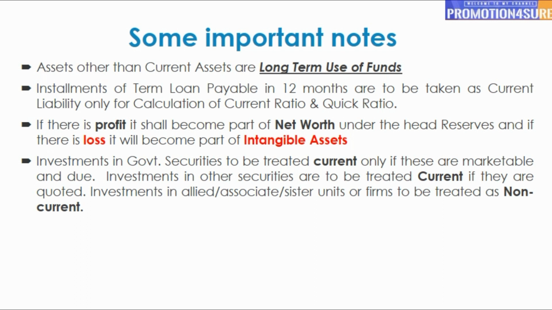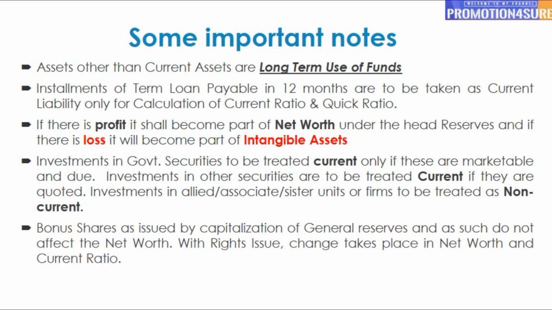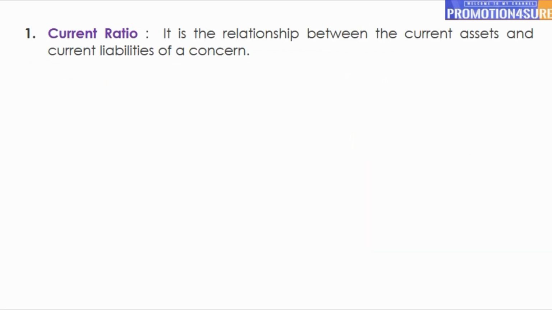Investments in government securities are to be treated as current only if these are marketable and due. Investment in other securities is to be treated as current if they are quoted. Investment in allied or associate sister units or firms is to be treated as non-current. Bonus shares are issued by capitalization of general reserves and as such do not affect the net worth. No change takes place in the net worth and current ratio.